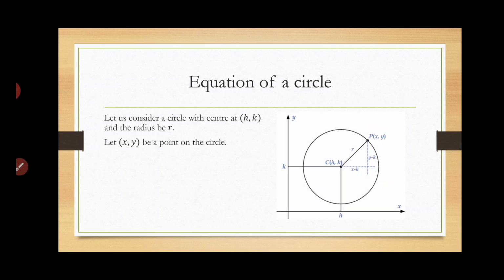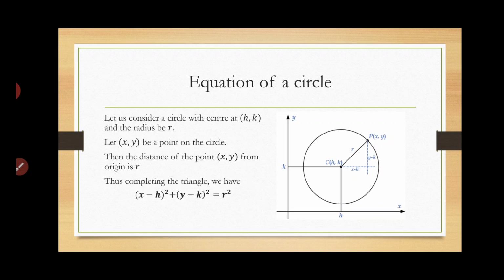Now, if we just extend the line and we construct the right angle triangle as we did in the previous case, it was pretty trivial, but in this case we have to understand where we are trying to draw the right angle triangle. So after completing, we have x minus h whole square plus y minus k whole square equals r square.